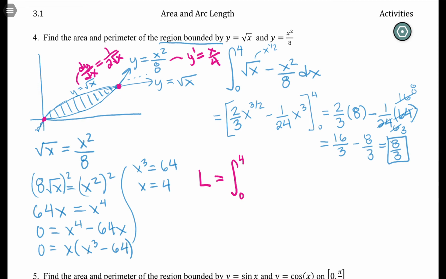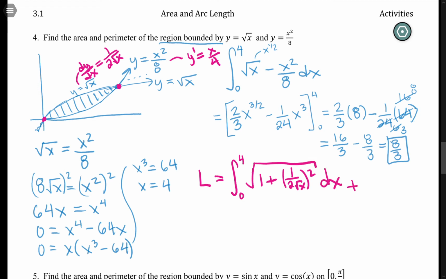So for the square root one, when we go to find the arc length, it's going to be a 1 plus 1 over 2 root x squared. And then you can keep these in one integral or split them up. When we go to find the length of the quadratic, it's going to be 0 to 4 square root of 1 plus x over 4 squared dx. And this again becomes a technology problem in general.